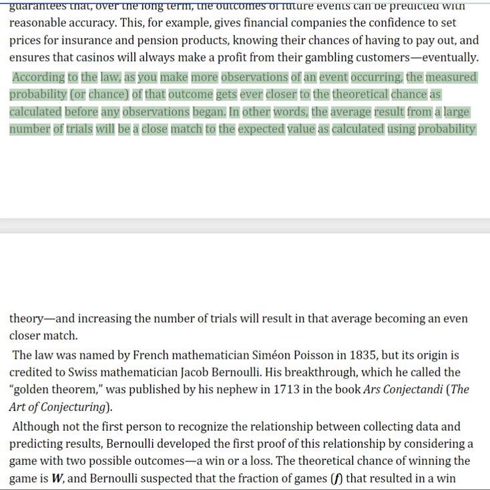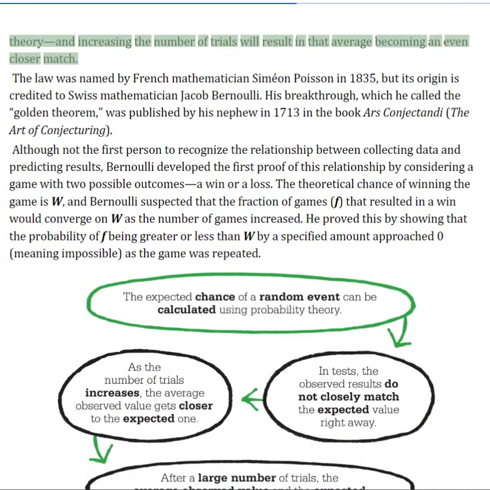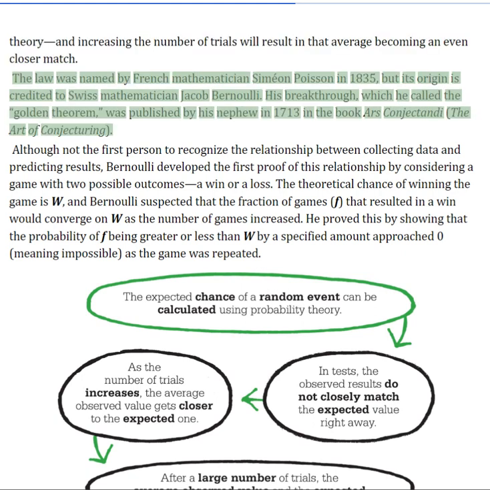According to the law, as you make more observations of an event occurring, the measured probability of that outcome gets ever closer to the theoretical chance as calculated before any observations began. In other words, the average result from a large number of trials will be a close match to the expected value as calculated using probability theory, and increasing the number of trials will result in that average becoming an even closer match. The law was named by French mathematician Simeon Poisson in 1835, but its origin is credited to Swiss mathematician Jacob Bernoulli.